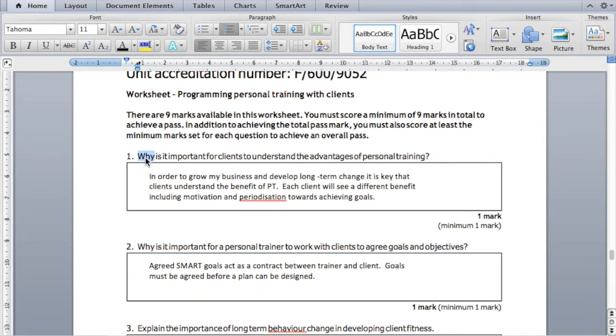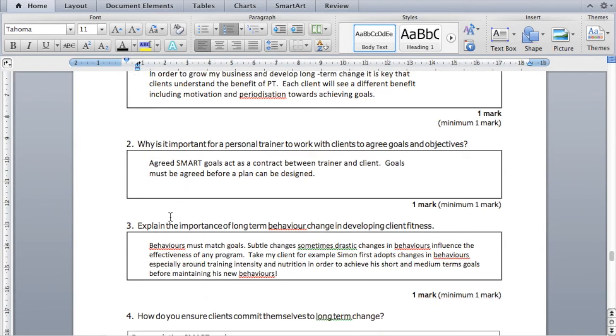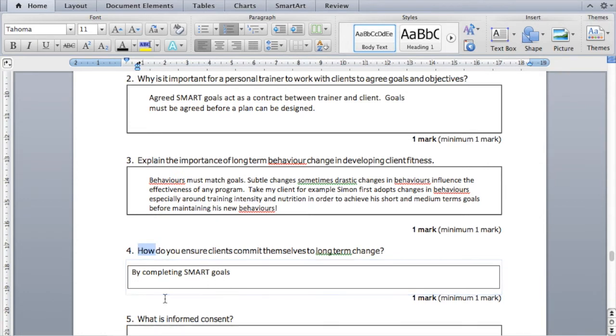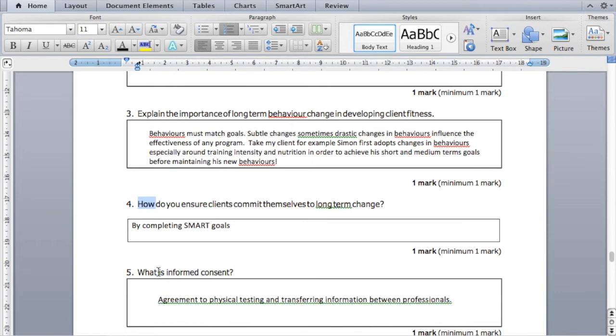So if a question says why, make sure that you're including a statement that justifies why something is important. If the verb says explain, you need to make sure that you're writing a sentence that does explain the question or the answer for the question. If it asks how, you can write a short statement. The same applies if the question is what, then you can write a short statement.